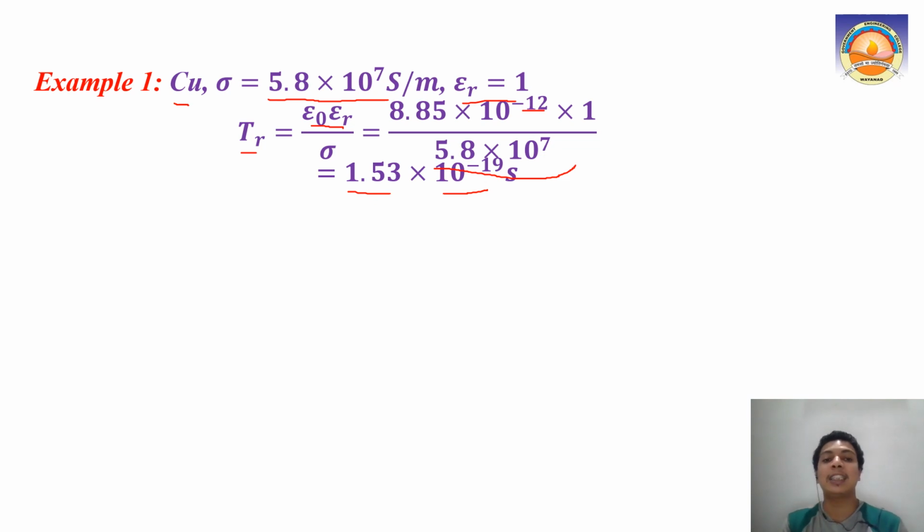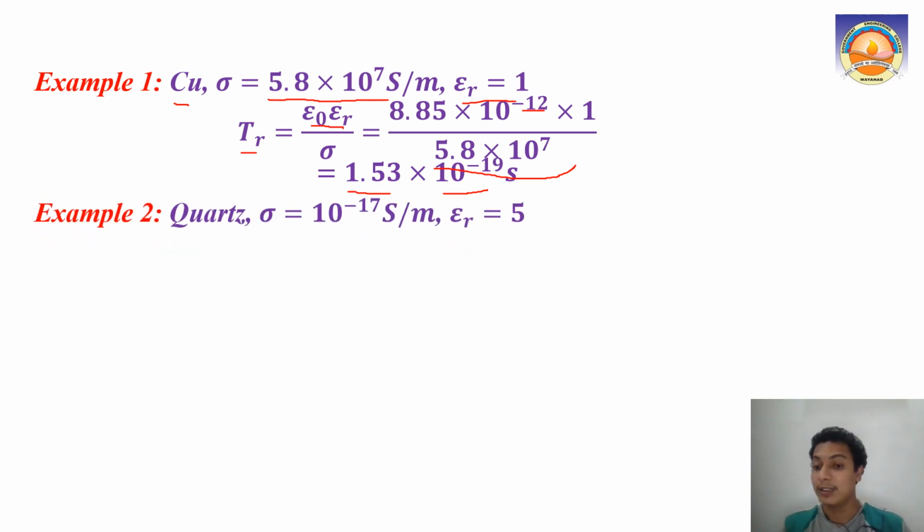So the relaxation time constant is very low in copper. That is the peculiarity of conductors. Not only copper, silver, gold, or any conducting material you take, that is what is going to happen. Same thing will happen. Now let us take quartz, which is a good example for a dielectric or insulator.